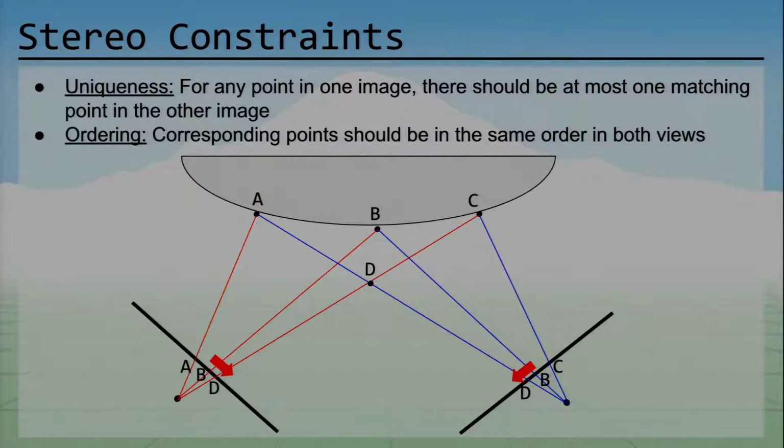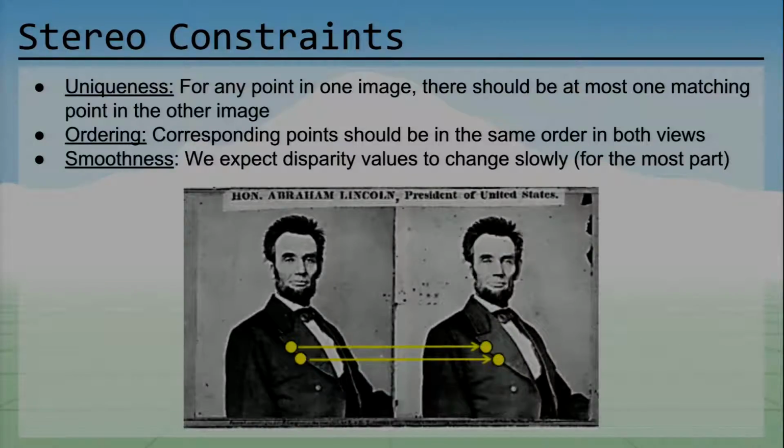Okay, so borrowing that problem. There's also one other constraint. This one's a little bit softer of a constraint. They tend to assume smoothness. So we can assume that the disparity changes slowly, which basically means that two pixels that are next to each other are going to be about the same distance away from the camera.